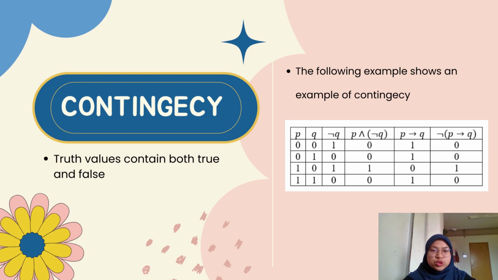Lastly, contingency. A contingency is a statement whose truth values contain both true and false. The following is an example of contingency. We need to make a truth table: P: 0011, Q: 0101, not Q: 1010, P and not Q: 0010, if P then Q: 1101, not (if P then Q): 0010.